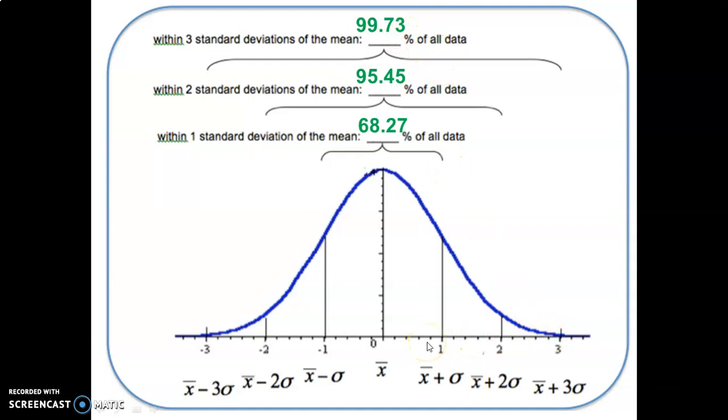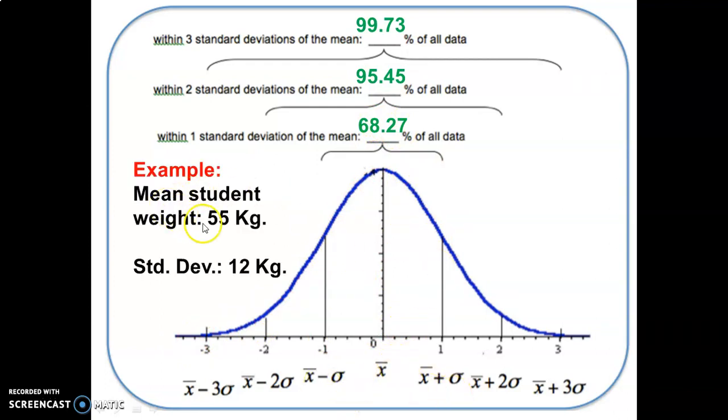So that tells you something about normal data. That basically, normal data means that most of the data is centered around the mean, and very few are bigger and very few are smaller. It's all around the mean, right? 68% of the data is close to the mean within 1 standard deviation.